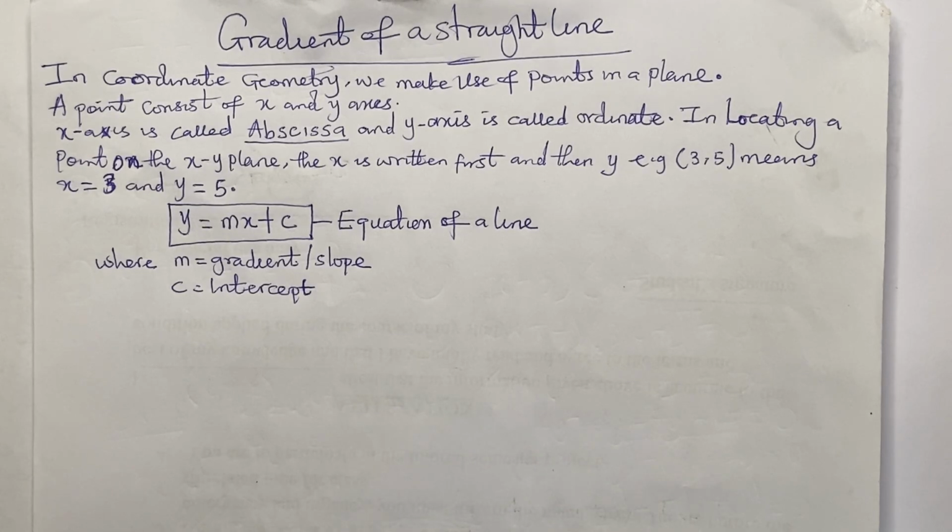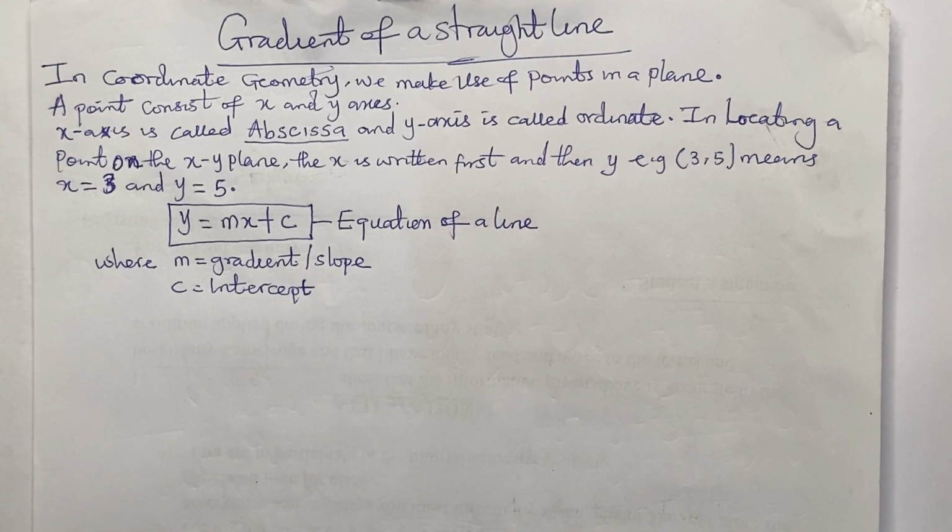So when we talk about gradient of a straight line, we can't just jump into the topic without understanding what coordinate geometry looks like. So we said that in coordinate geometry we make use of points in a plane. And what is a point? A point consists of the x and y axis.